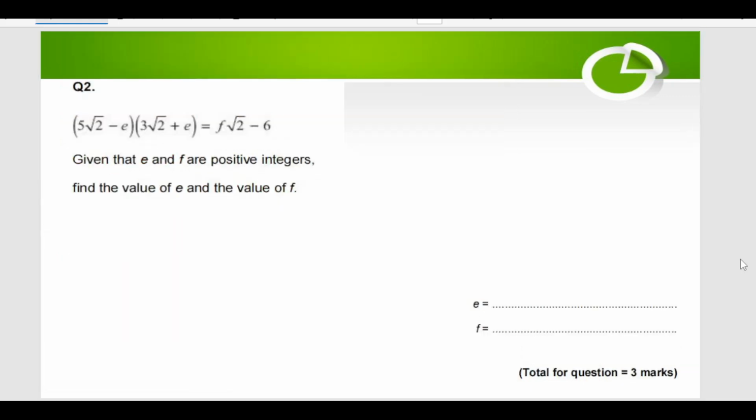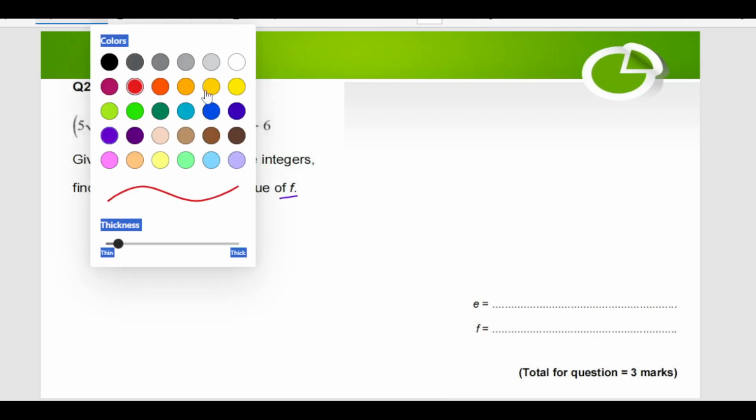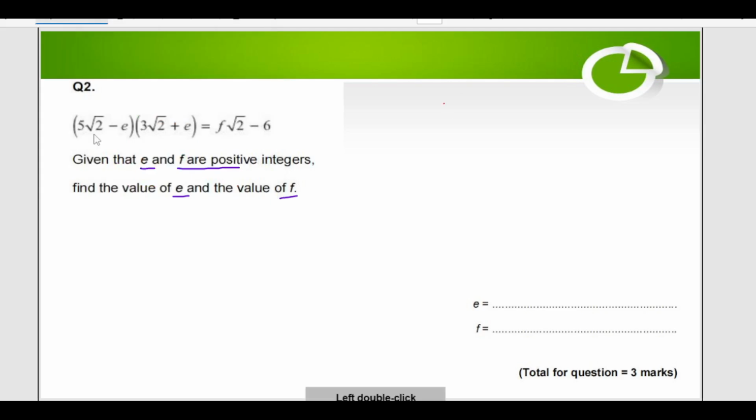We have here question number 2. Given that e and f are positive integers, we have to find the value of e and the value of f. We'll go step by step again. I will start with the left hand side. We need to expand the brackets here. So I have here (5√2 − e)(3√2 + e).